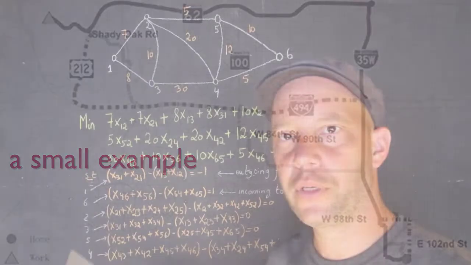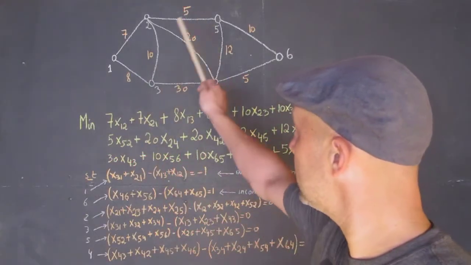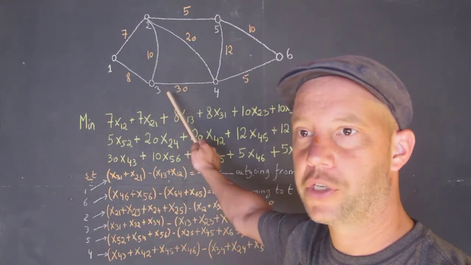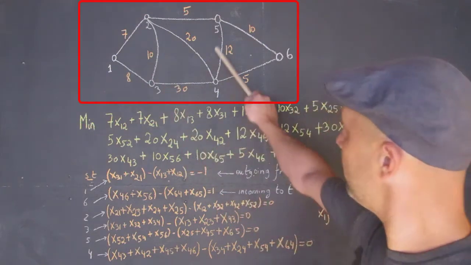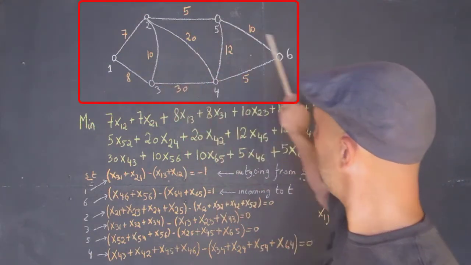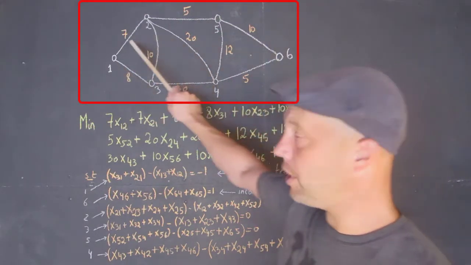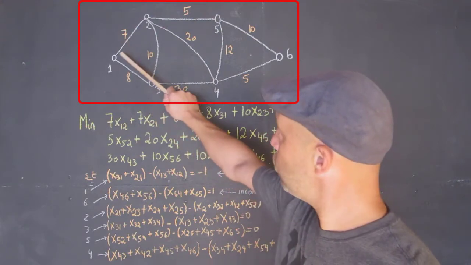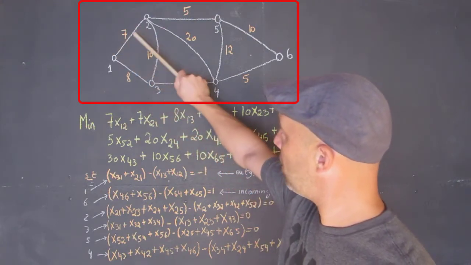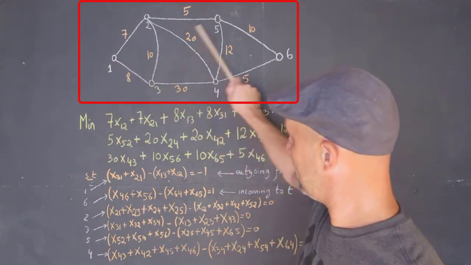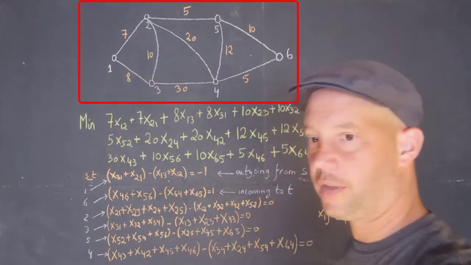Hello everyone, I'm going to show now how to solve this problem, the shortest path, with the formulation that I talked about earlier. We have here a network with a total of 6 different nodes: 1, 2, 3, 4, 5, and 6. And in orange you see the cost to go from one node to another. For instance, from 1 to 2 it's 7, from 1 to 3 it's 8, and you can see all of those are positive, they are not negative.